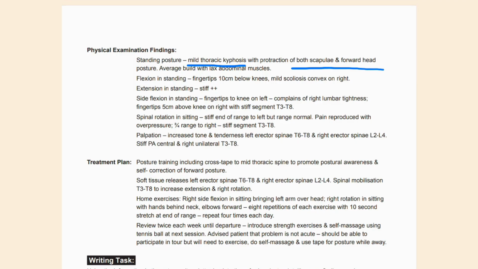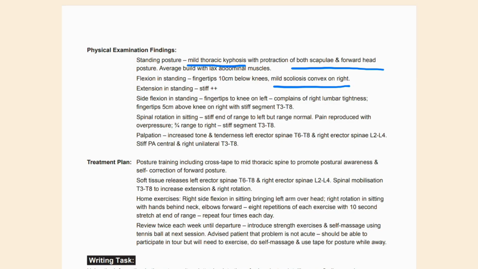Flexion in standing, fingertips 10 centimeters below the knees, mild scoliosis convex on the right. Because this kyphosis and scoliosis, even without an examination, we can see, I mean, it's about the posture. When we are seeing the patient, through the bare eye we can see the posture of the patient. So it is very important.